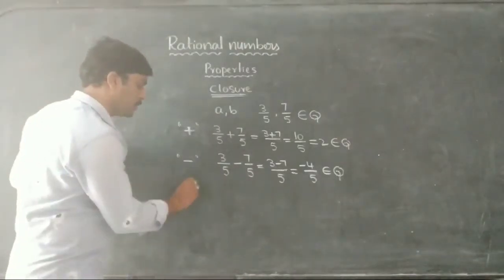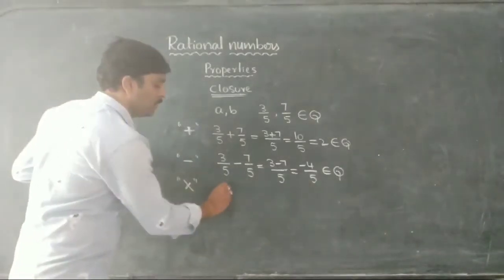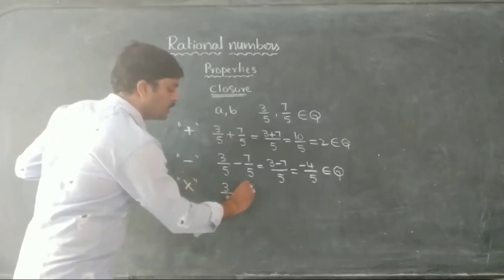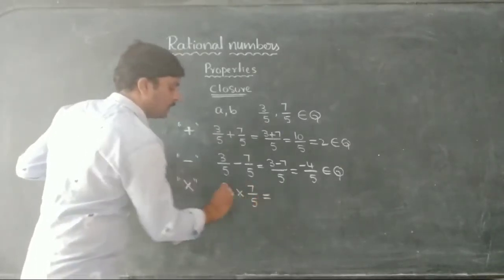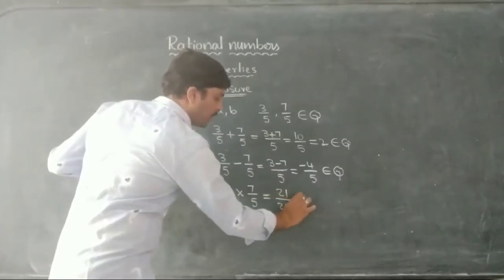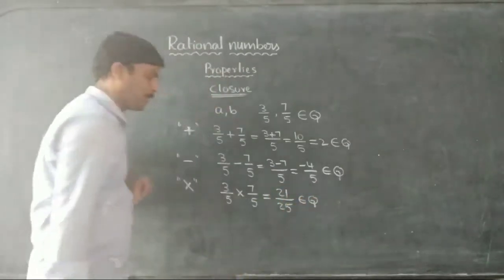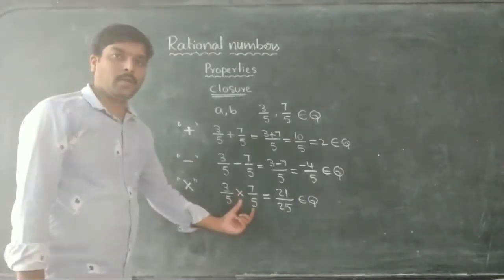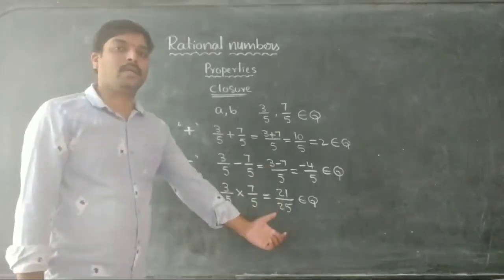Next, multiplication. 3 by 5 into 7 by 5. 3 sevens are 21, 5 fives are 25. It is also a rational number. You can take any two rational numbers; their product is also a rational number.